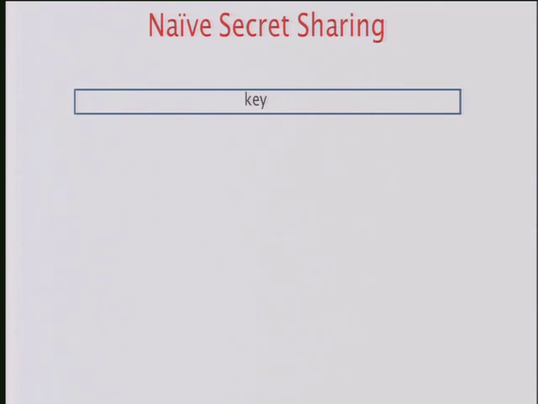Well, here's an easy way. What you do is you take this key and divide it into 5 parts and hand one of them over to each one. There are a couple of reasons that this is not a satisfactory solution to this secret sharing problem. Here are 2 reasons.